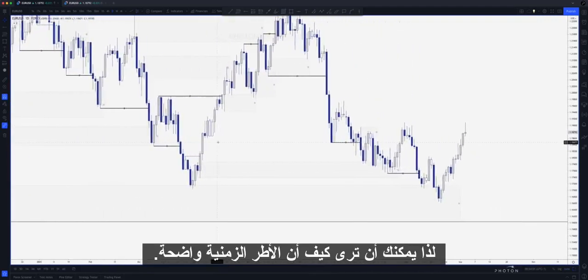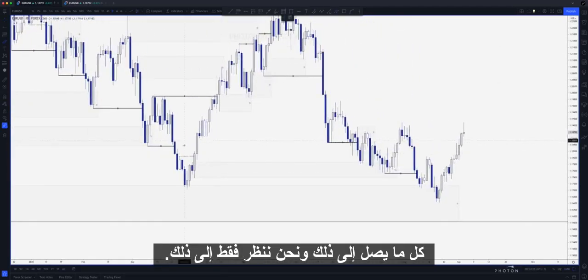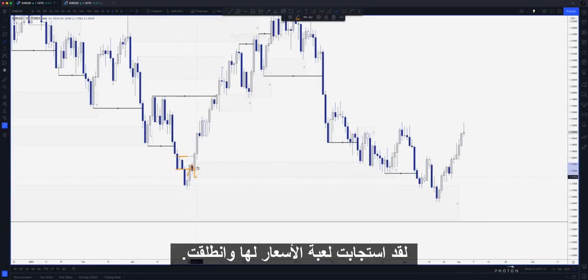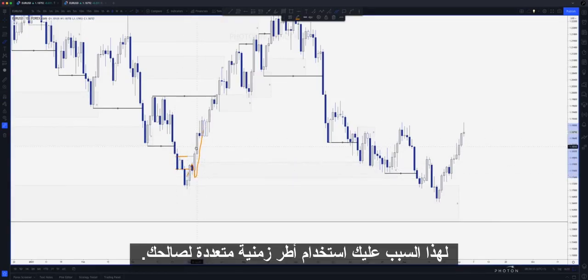So you can see how the time frames clear all of that up that we were just looking at. That previous 4 hour supply was this daily inside bar. Price came into it, it reacted, and it went off. So this is why you've got to use multiple time frames to your advantage.